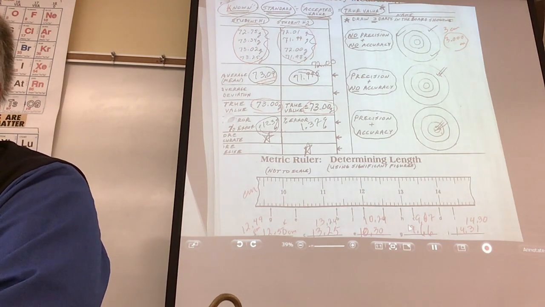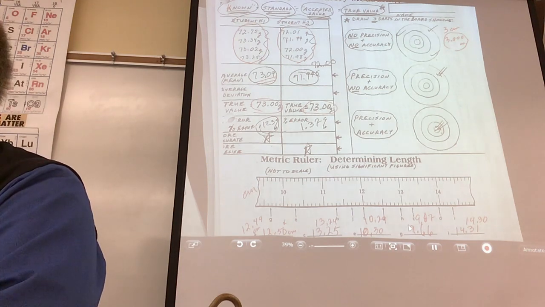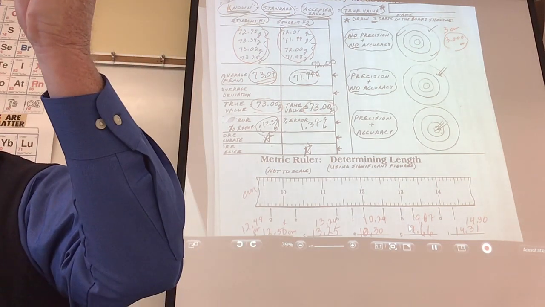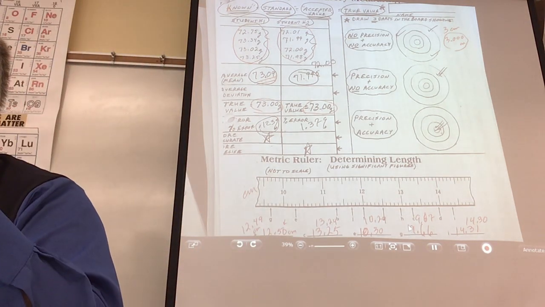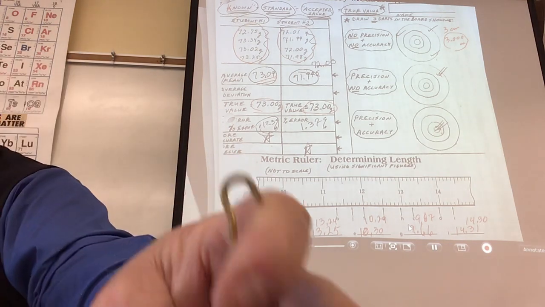The bullseye, what are the words they use in science for the bullseye? True value, accepted value, the known, the standard. You get that? Okay, do you know this is called a standard mass? I accept this as being 1 kilogram. This is 1 kilogram. Okay?